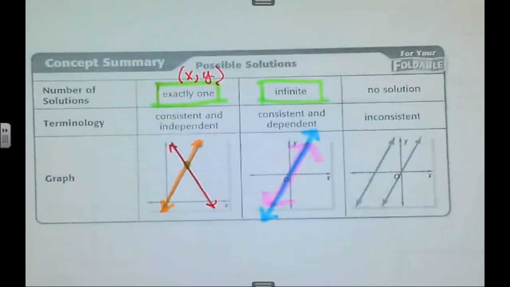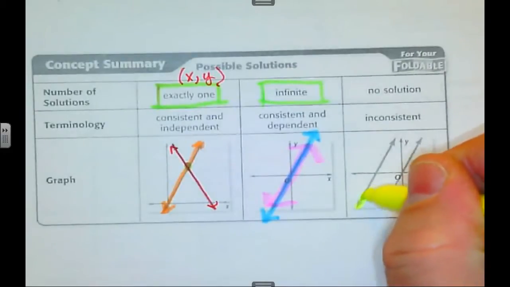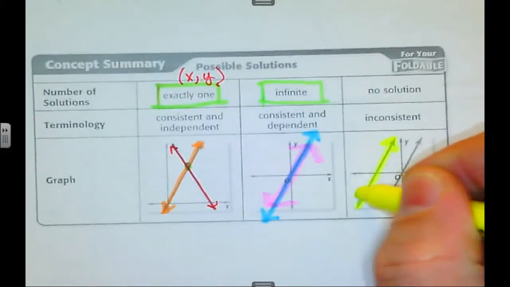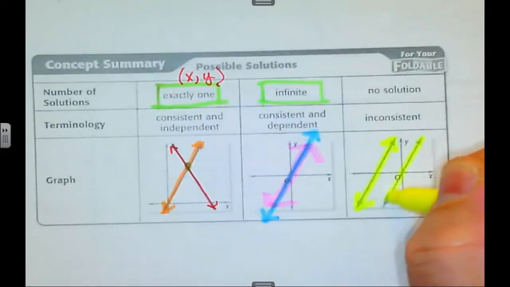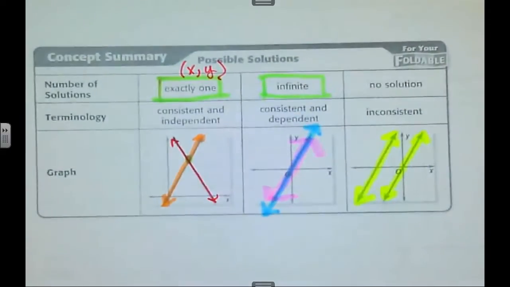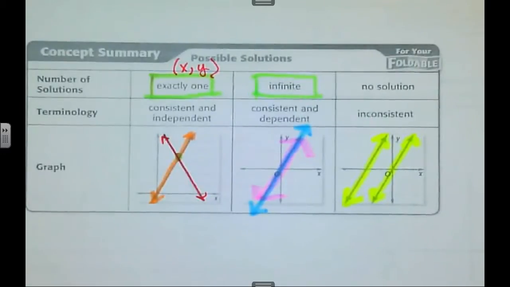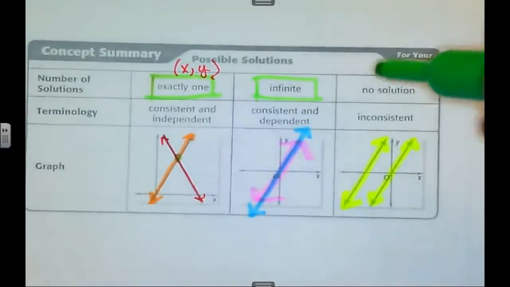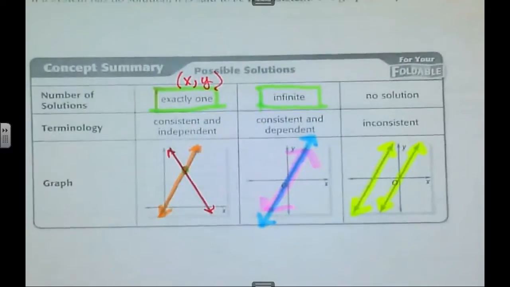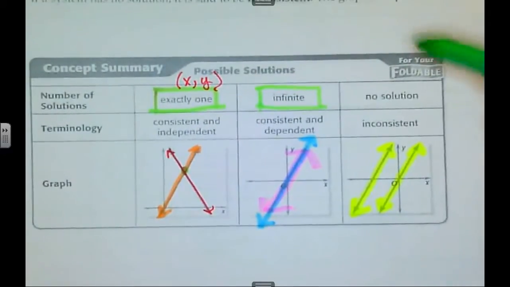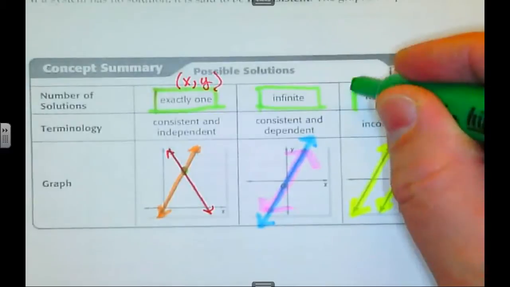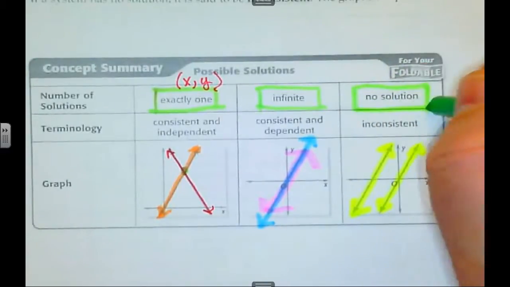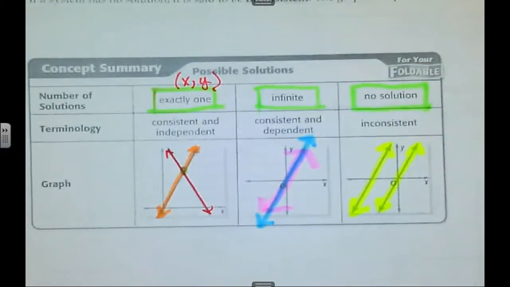Now, the only other situation I have here is if I have two lines on a graph, where do these intersect? They don't. Okay, they're parallel lines. If you get into a situation where you have no points in common or they don't intersect, you have to write down no solution for your answer.